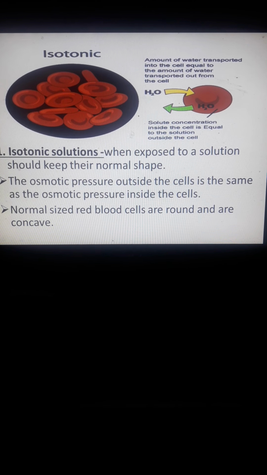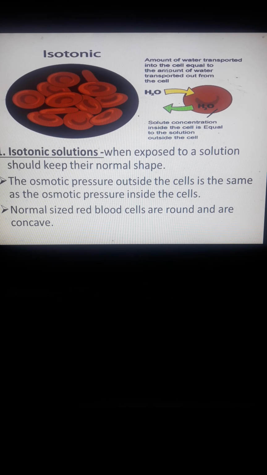So we go now to isotonic solutions. When we say isotonic solutions, cells exposed to them keep their normal shape, because the osmotic pressure from the outside and inside environment of the cells is equal. The normal size of red blood cells is round, with a biconcave shape.